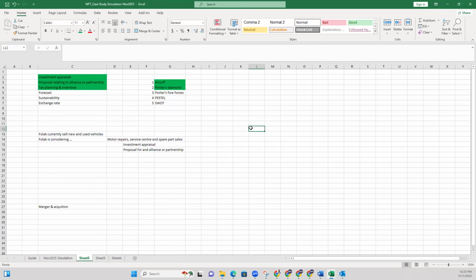So just to be clear, for the Preseen, you're saying that we can use dummy figures for this investment appraisal since we are not given any information yet. Yeah. Okay. So you're just doing it from the angle of, I'm demonstrating that if they give me investment appraisal in the exam around this, they said they want to go into motor repair, service center, and spare parts, I know what to do. So that's all you need.